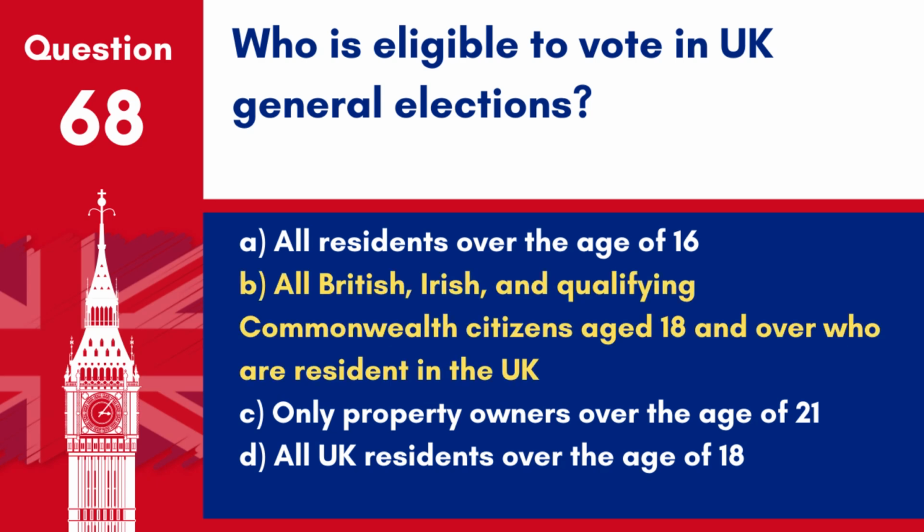Answer. B. All British, Irish and qualifying Commonwealth citizens aged 18 and over who are resident in the UK. Eligibility to vote in UK general elections is granted to British, Irish and qualifying Commonwealth citizens who are 18 years or older and are residents in the UK.